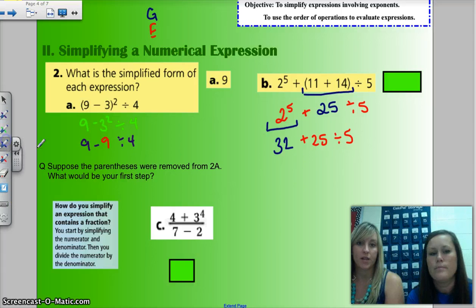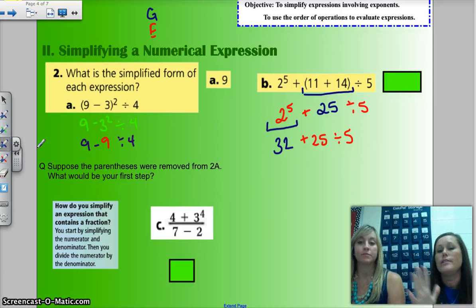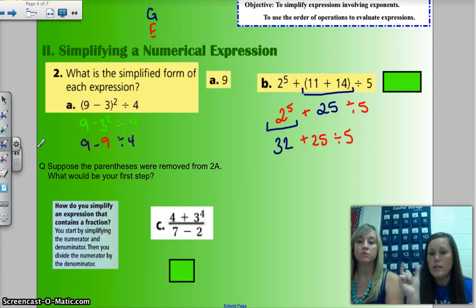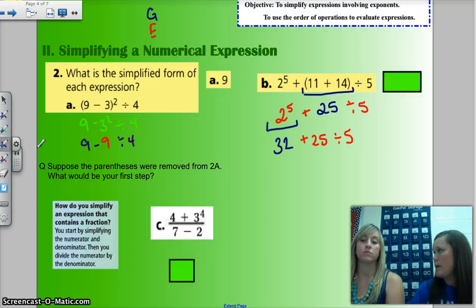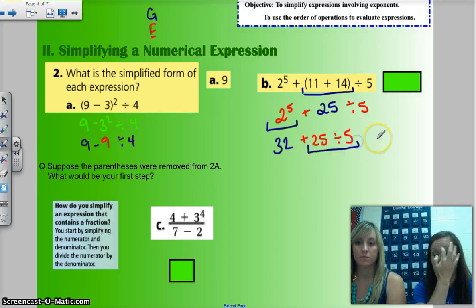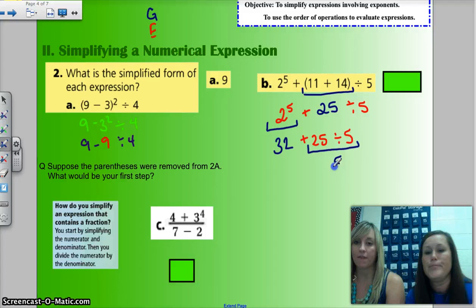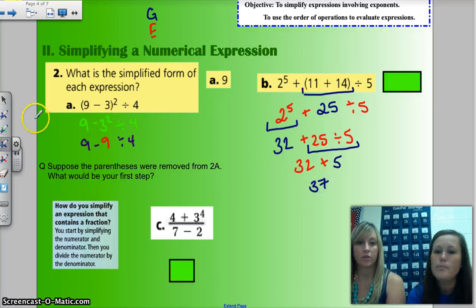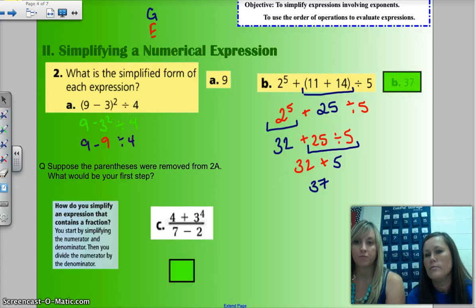Next. Okay, so now I see addition and then I see a division problem. I know order of operations, I have to do multiplication or division first. So I'm going to do 25 divided by 5, which is 5. Copy down. 32 plus 5. Easy peasy. It's 37.